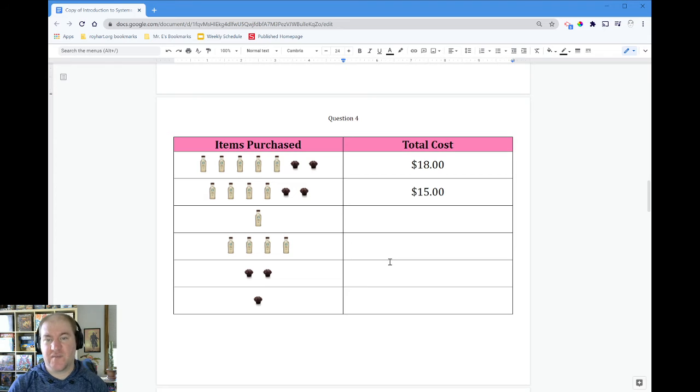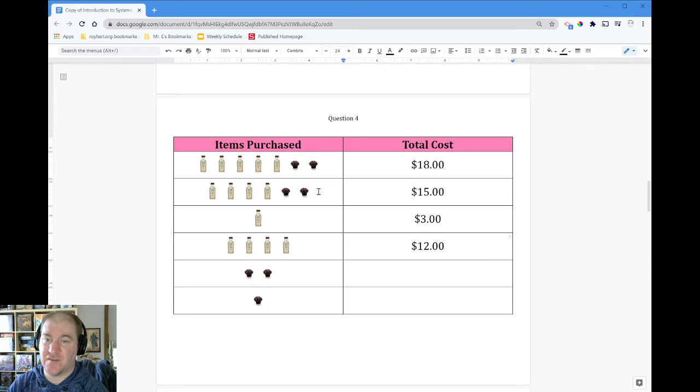Question number 4, this first row shows 5 Starbucks bottles and 2 muffins is $18. The second row shows that 4 Starbucks bottles and 2 muffins is $15. So the difference between these two purchases is 1 bottle and no muffins. So the difference is 1 bottle, which is $3. They're asking us for 4 bottles, which is $12.